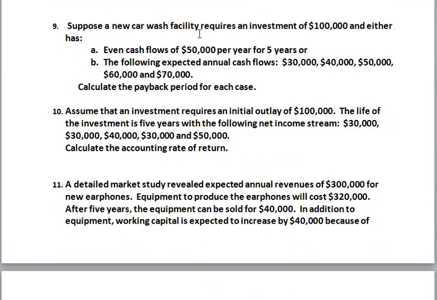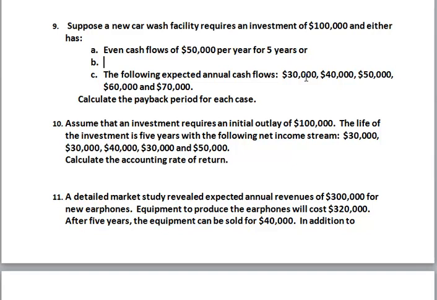The next question says that suppose a new car wash facility required an investment of $100,000 and either has even cash flows of $50,000 per year for 5 years or the following. So it says to calculate the payback period in either case. So for payback period using even cash flow, it's really, really easy. Remember, you can just simply take the investment divided by the annual cash inflow and get your payback period. So it's 2 years for A.